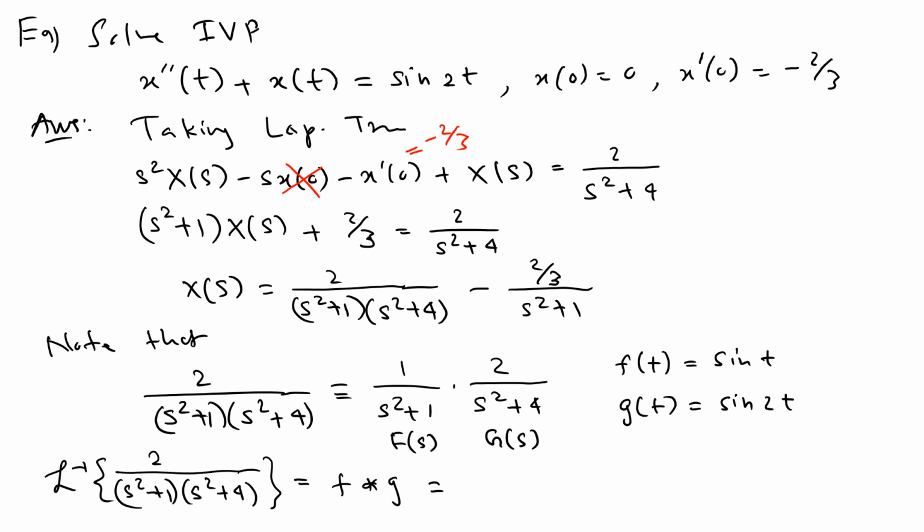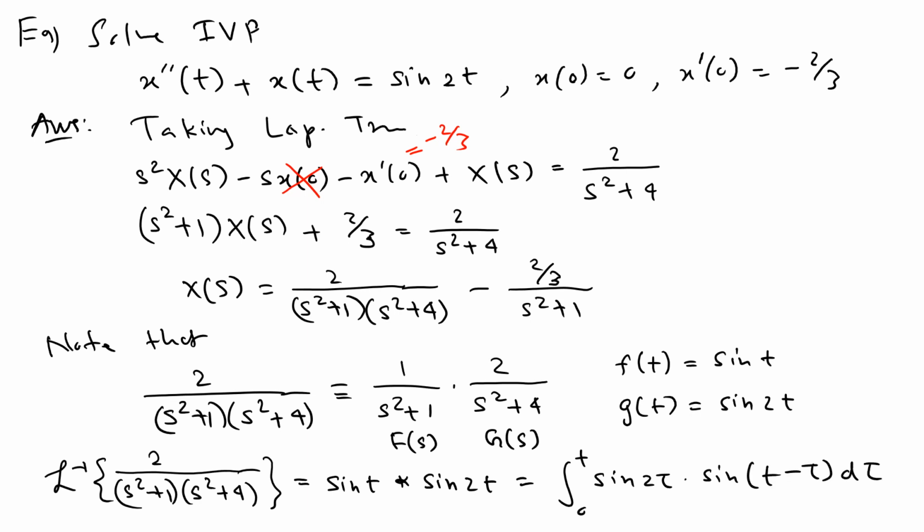So actually we can write it like this. I'm going to write it as sine t star sine 2t, which by the definition is the integral from 0 to t of sine 2 tau and then sine t minus tau d tau. So we put the t minus tau on the easy one, and you can always switch the order because it doesn't matter. So now we use some trigonometric results to solve this one.